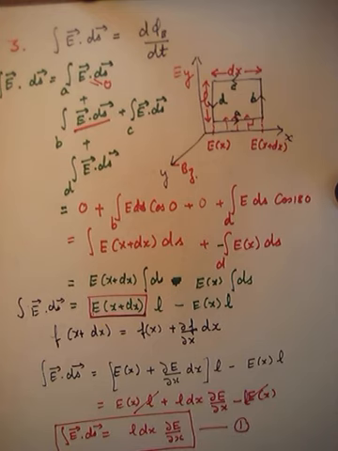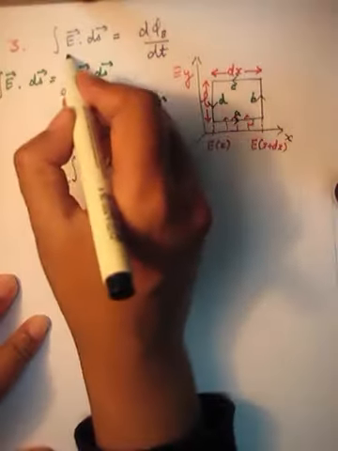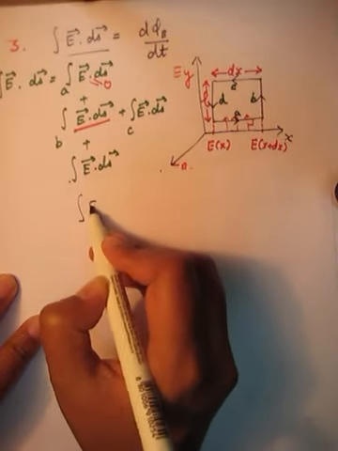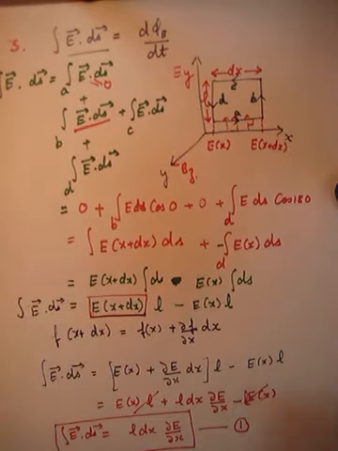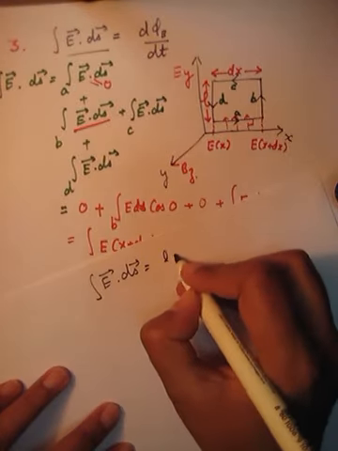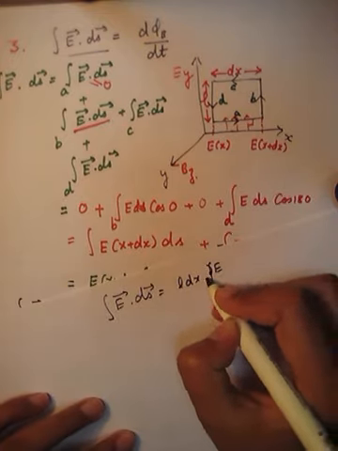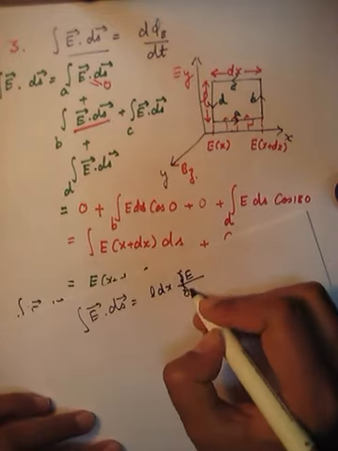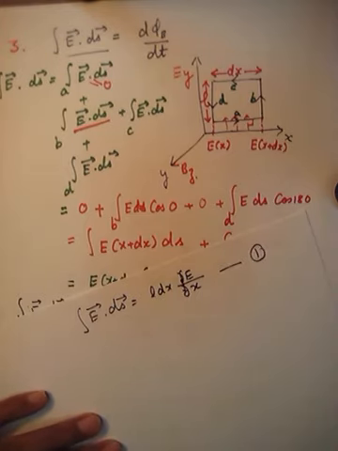Now let's try to find out the left hand side for this equation. For the right hand side we have calculated, and what we got is E vector dot ds vector is equal to L dx ∂E/∂x. Okay. And we are calling this equation 1.